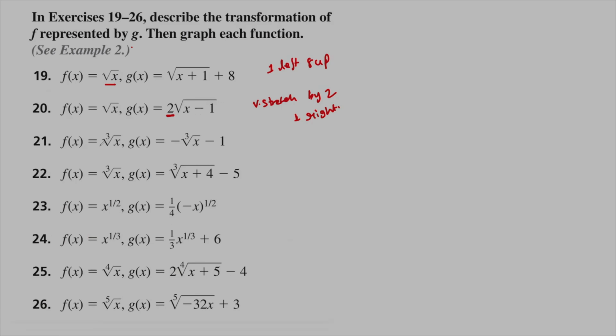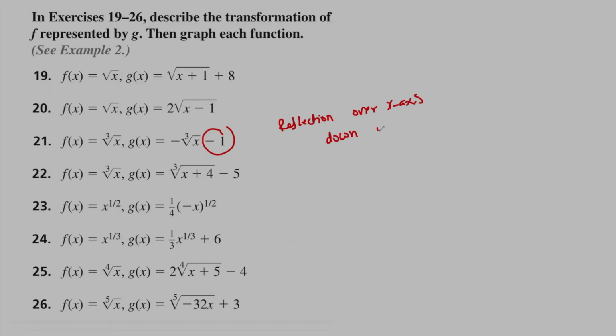Okay. Next is 21. Now there are a lot of things here. So first we'll concentrate on reflection and stretch. Now there is a reflection. Since a negative is multiplied outside, that means it's a reflection over the x-axis. It's an up-down reflection. Next, -1 is added. That means it is going down 1 unit. So first it is reflected over the x-axis, vertical reflection, and then it will move 1 unit down.